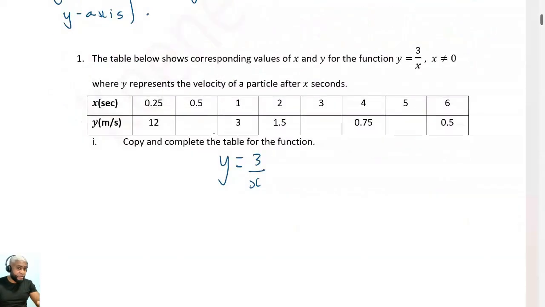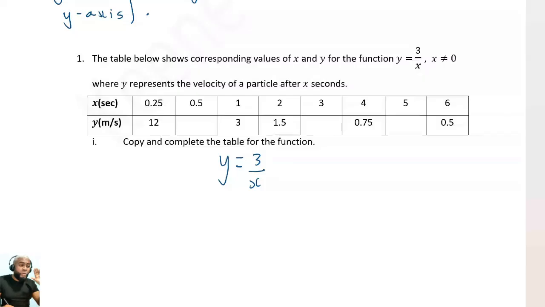So go to your table. For this first column, x is going to be 0.25, right? So y is going to be equal to 3 divided by 0.25. Tell me if you're getting 12. 3 divided by 0.25, 12. Right, very good, Dominic.